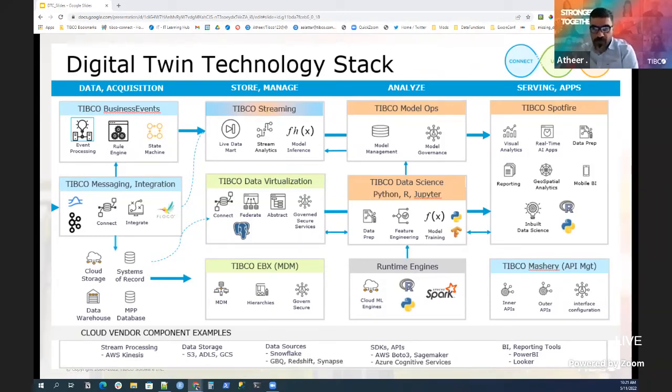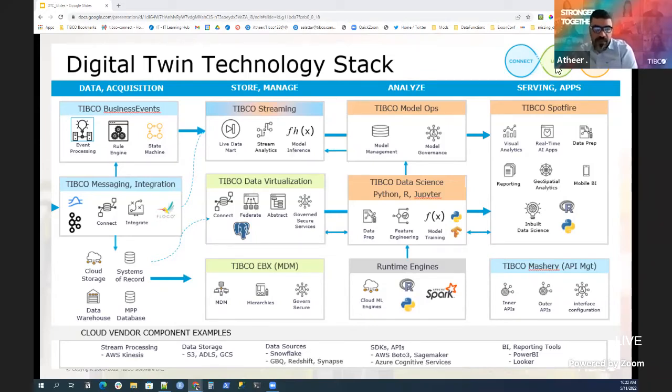An example of this product is Spotfire, which is an end-to-end platform to ingest, model, and visualize the data. And also TIBCO streaming can be used at this layer to perform any real-time analysis or on-the-fly data transformation.